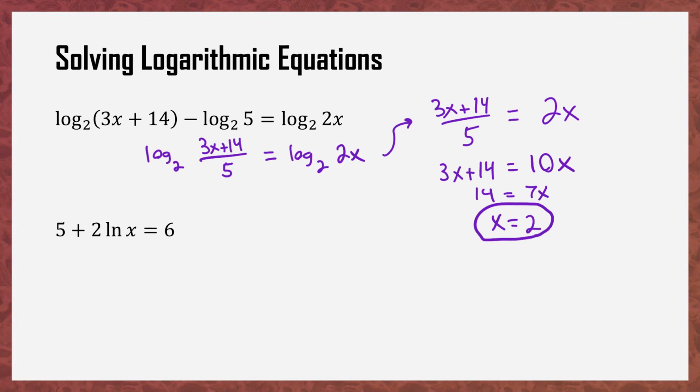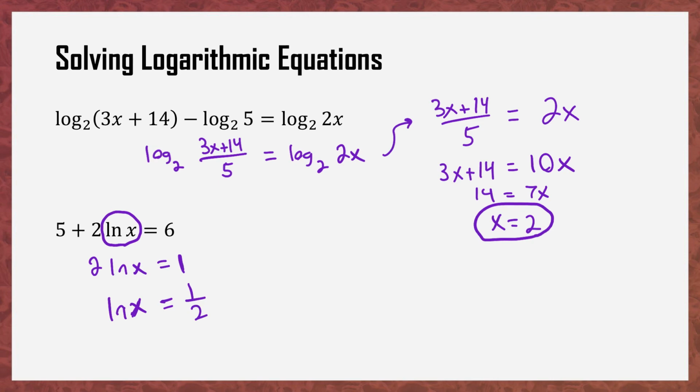Okay, the next problem: 5 plus 2 ln of x, 2 natural log of x, equals 6. Well, we know we want to get the x by itself because that's how algebra works, and before we can get that, we have to get ln by itself. So I have to get rid of that 5, and I have to get rid of that 2. The 5, easy enough. It's being added. I'm going to subtract it from both sides. 2 ln x equals 6 minus 5, which is 1. Now, to get rid of the 2, that's 2 times the natural log of x. I will divide both sides by 2. ln x equals 1/2.